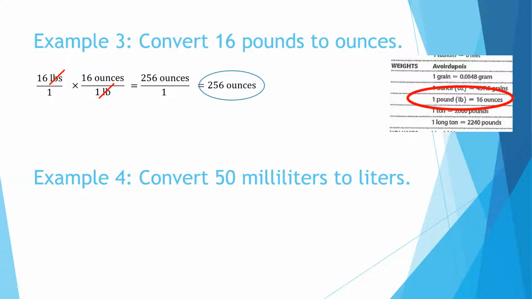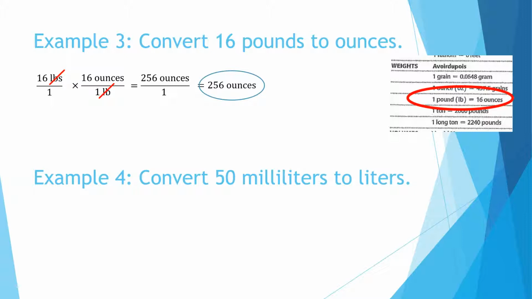Our next example is actually not on that handout. This is just some conversions that you'll have to have memorized. So it says convert 50 milliliters to liters. Right, so anything having to do with centimeters, millimeters, deciliters, any of that kind of stuff you'll want to have memorized in case that comes up on the quiz.